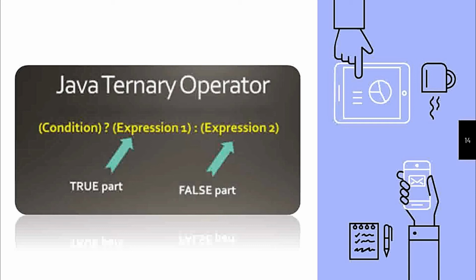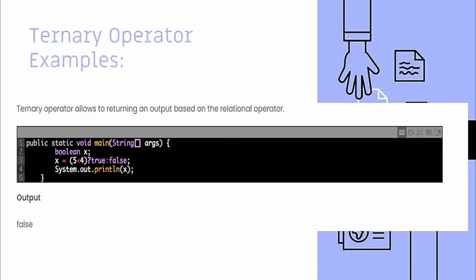The ternary operator has these 3 operands. The condition is evaluated. If the condition is true, then expression 1 is returned. If the condition is false, then expression 2 will be returned. So in this statement, if the first operand is greater than the second operand, then x will be assigned the value true, otherwise x will be assigned the value false. As you can see, 5 less than 4 is not true, so it's returning the value false.